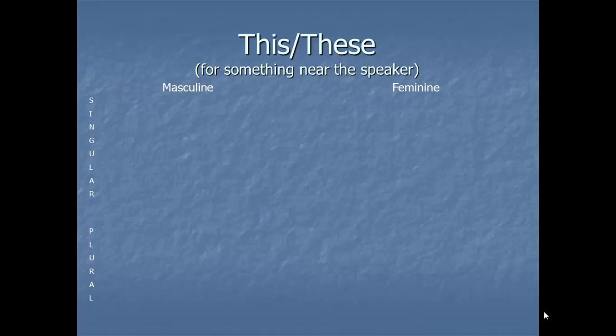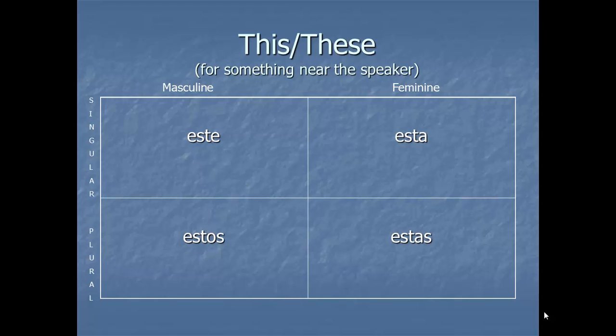For example, I would like this book. Or this book is interesting, that one over there is not. So this is the this and these. All right, so this is what they look like in Spanish. It's este for masculine singular, esta, feminine singular, estos, see the E changes to an O and is made plural. And then estas for the feminine plural.